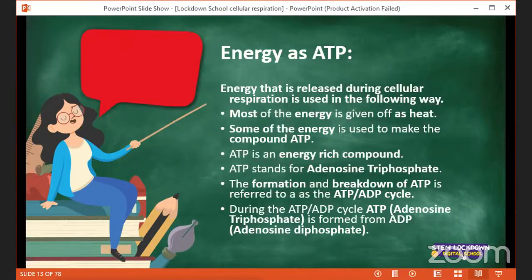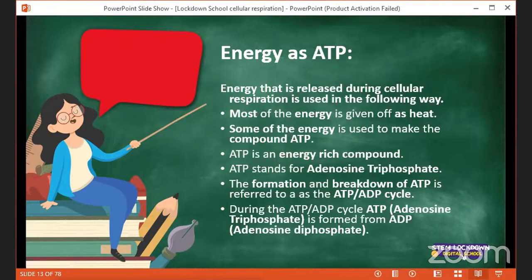Most of the energy is given off as heat. Some of the energy is used to make the compound ATP. ATP is an energy-rich compound and it stands for adenosine triphosphate. We'll look at the structure in the coming slides. The formation and the breakdown of ATP is referred to as the ATP-ADP cycle. And the reason why it is called the ATP-ADP cycle is because ATP has three phosphates.